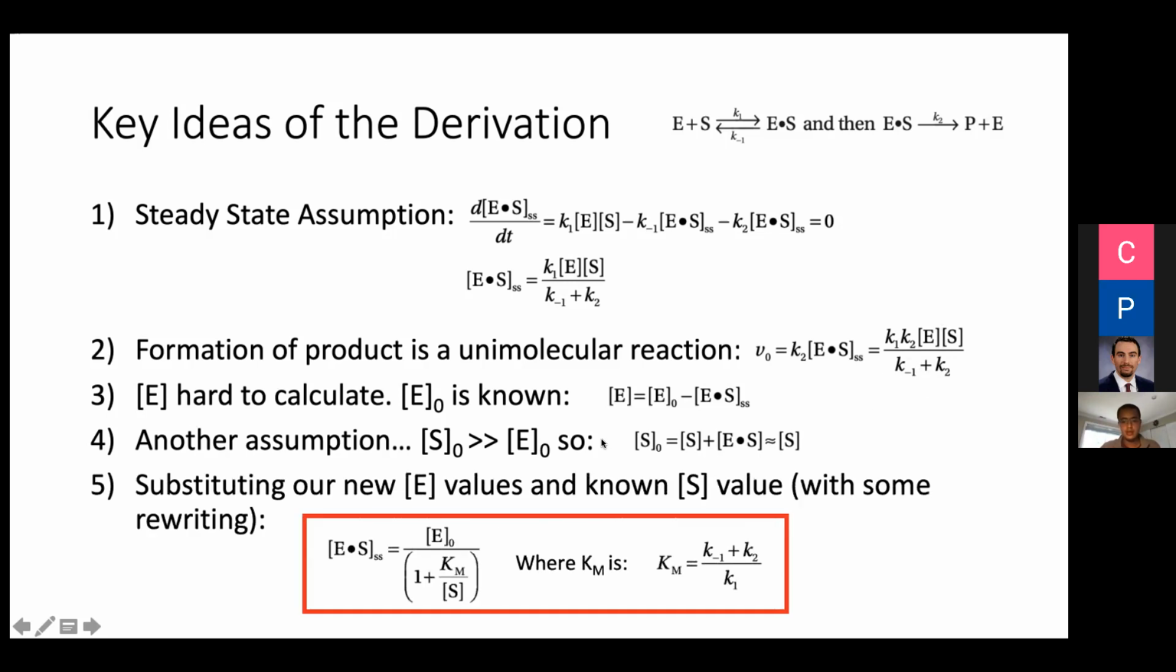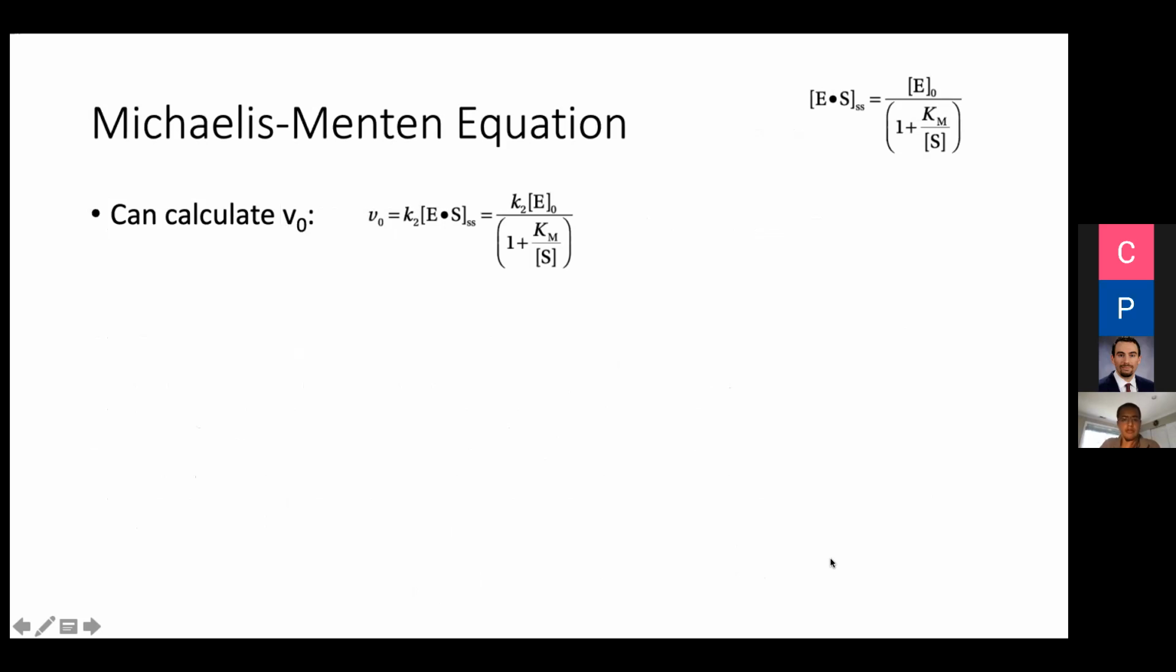And we get, after some rewriting, it's just some basic algebra, we get this new fraction for the enzyme substrate complex at steady state. And here, notice that we have this Km appears again, and the Km is simply the rate constants at which the enzyme substrate complex is getting deformed over the rate constant at which it's getting formed. But we're not done yet. There's a couple more steps left.